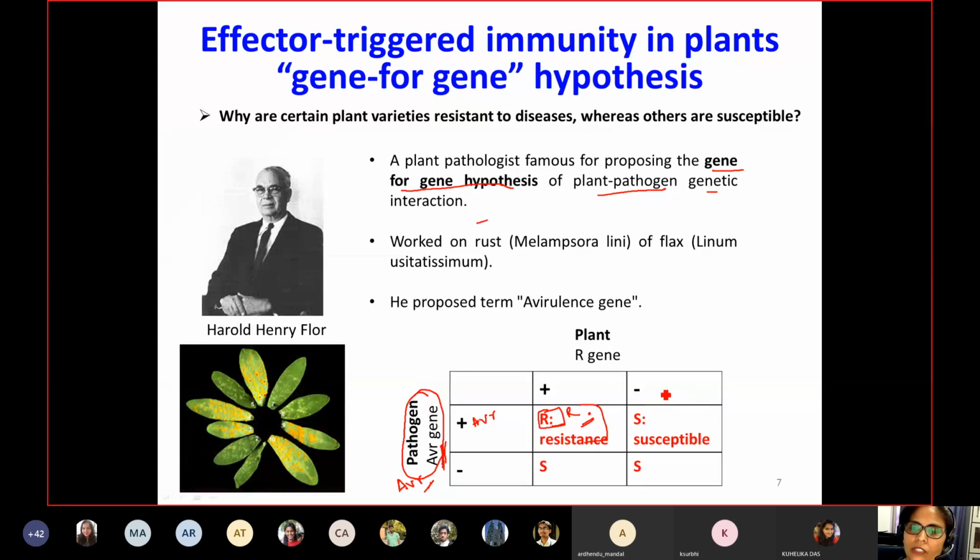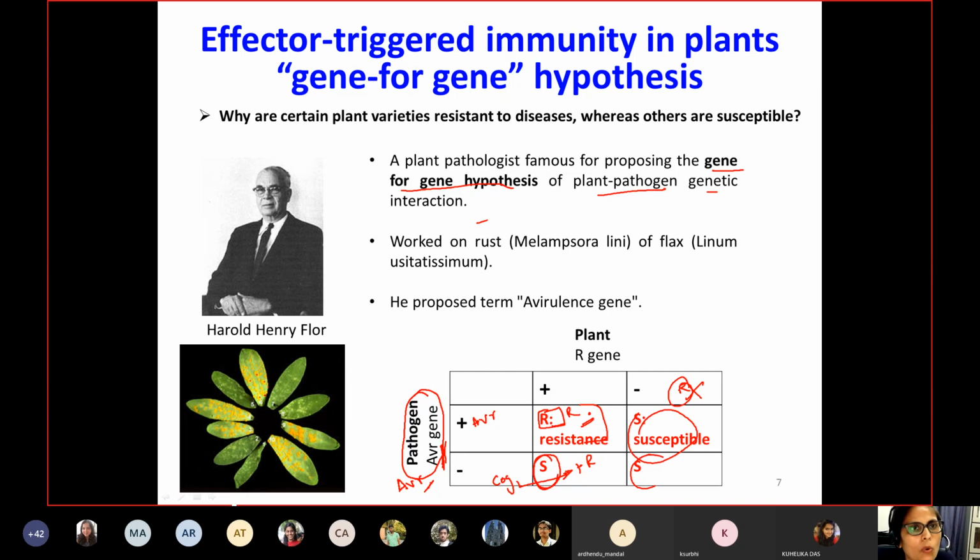Whereas in other cases, if you do not have any R gene, shown as minus in this case, then this plant is susceptible. Similarly, if you do not have AVR but you have an R of different origin, that means this R is not the cognate partner of the AVR gene. That means these two do not have any kind of interaction, and then also this plant is susceptible. So this kind of hypothesis he proposed after working with flax and the fungus.